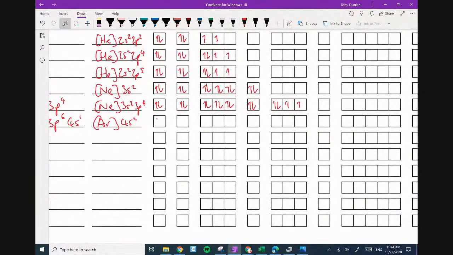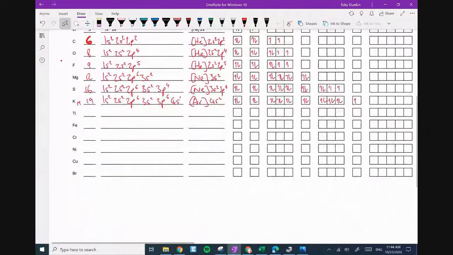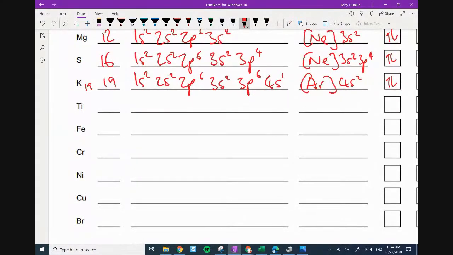Right, boxes, 19 electrons. 1, 2, 1, 2, 1, 1, 1, 2, 2, 2, 1, 2, 1, 1, 1, 2, 2, 2, and potassium, 1 electron in its outer shell. Like it. Cool. That looks like a full box, and it shouldn't be. It should be a half. It's 1 electron.